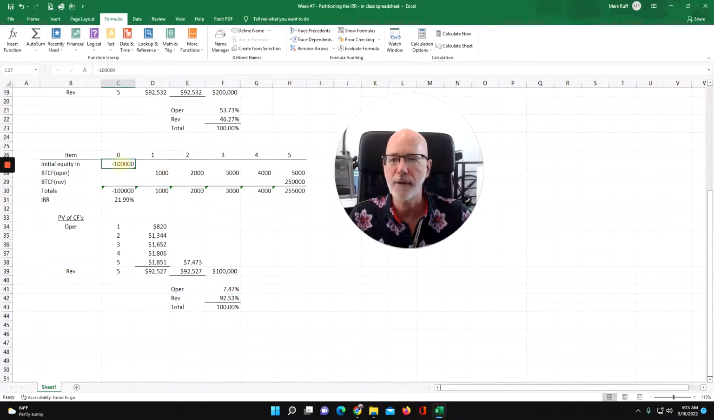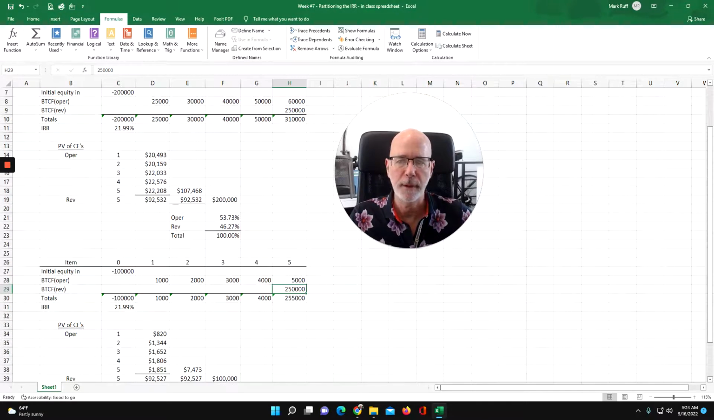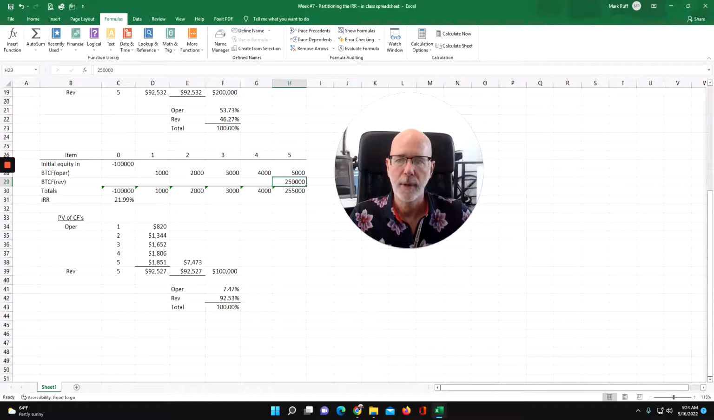We've got $100,000 out in the beginning. We only have $1,000, $2,000, $3,000, $4,000, and $5,000 of before-tax cash flow from operations coming through these subsequent years, 1 through 5. But here at the end of the deal, we are saying that we're going to net $250,000 from this sale.